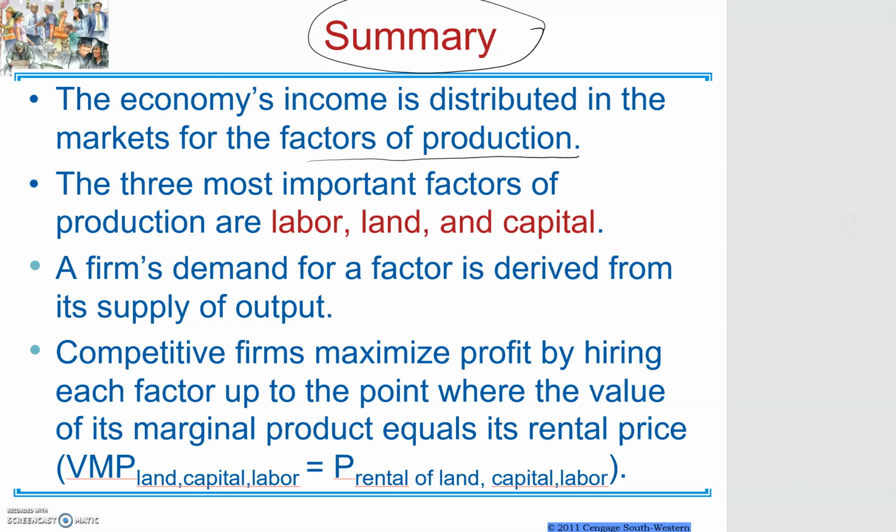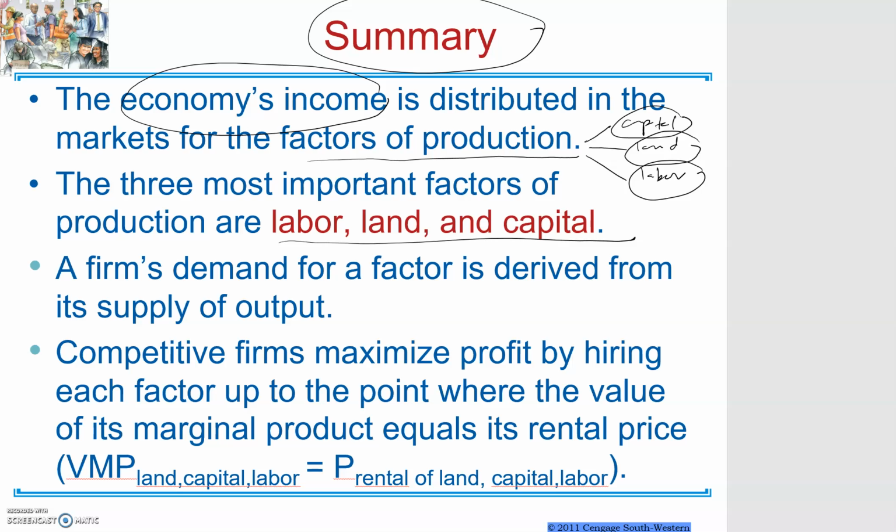Remember the factors of production earlier are capital, land, labor. Here for example, labor will get income. Land will get a rental price for renting the land. Same with capital. So that becomes economic income. Then the three most important factors, these three things, land, labor, capital.